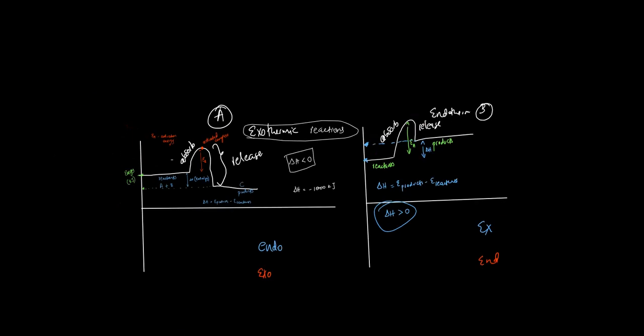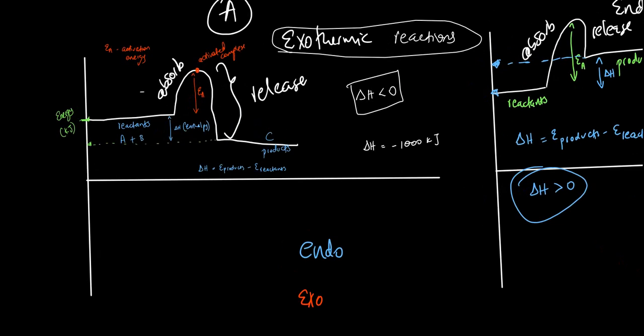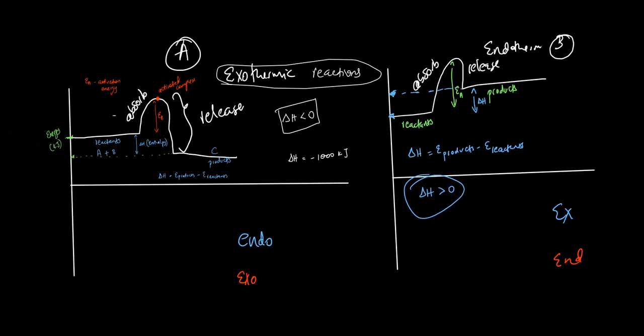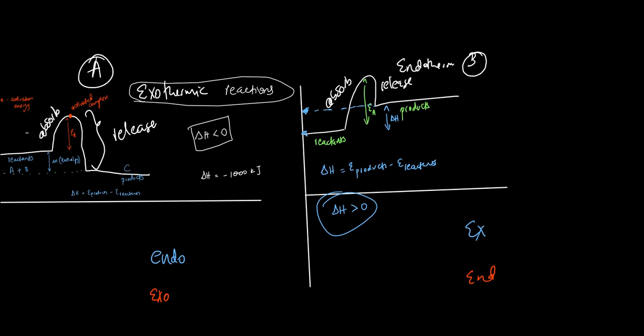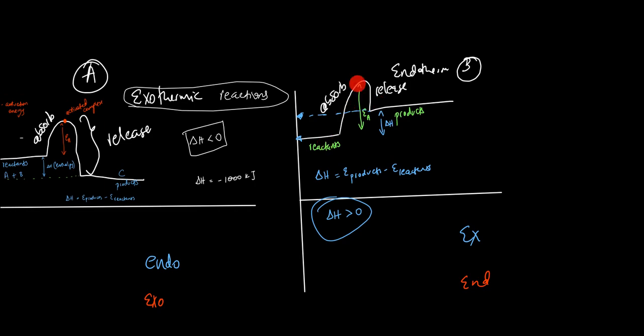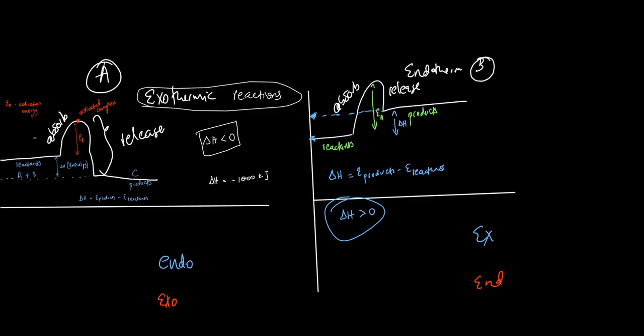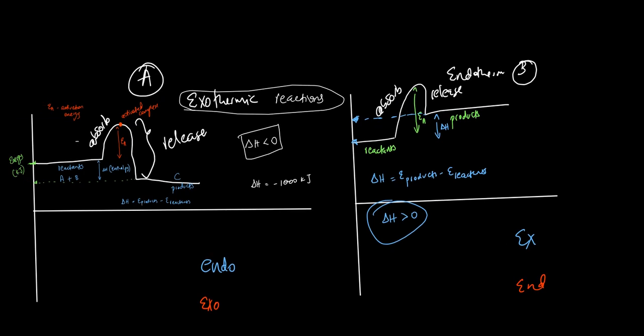Okay, so just to recap: endothermic, exothermic. Know that endothermic reactions absorb more energy than they release, as you can see here, whereas exothermic reactions absorb less energy and release more. Exo releases more, endo absorbs more.